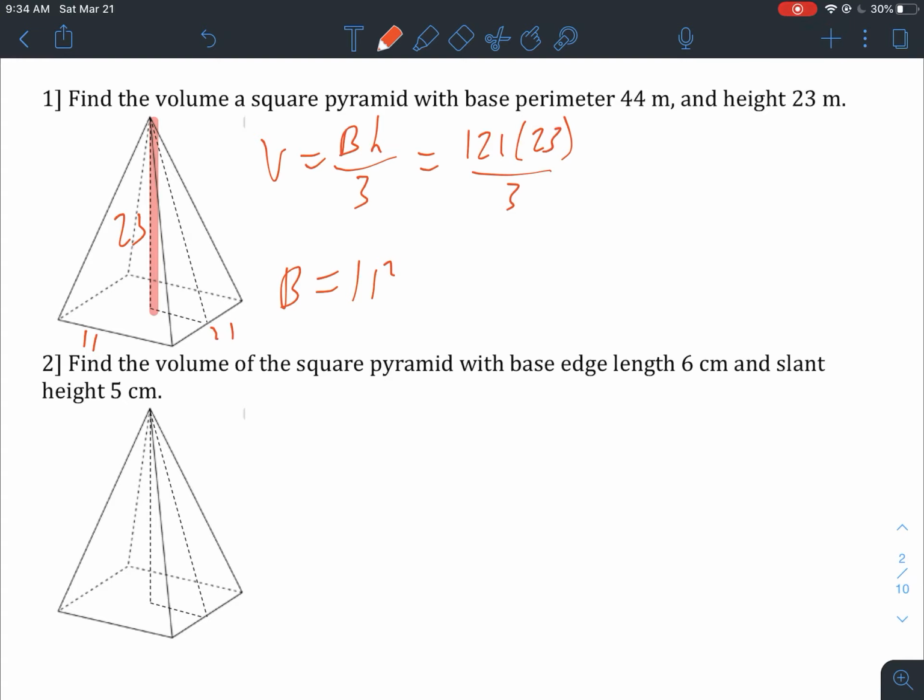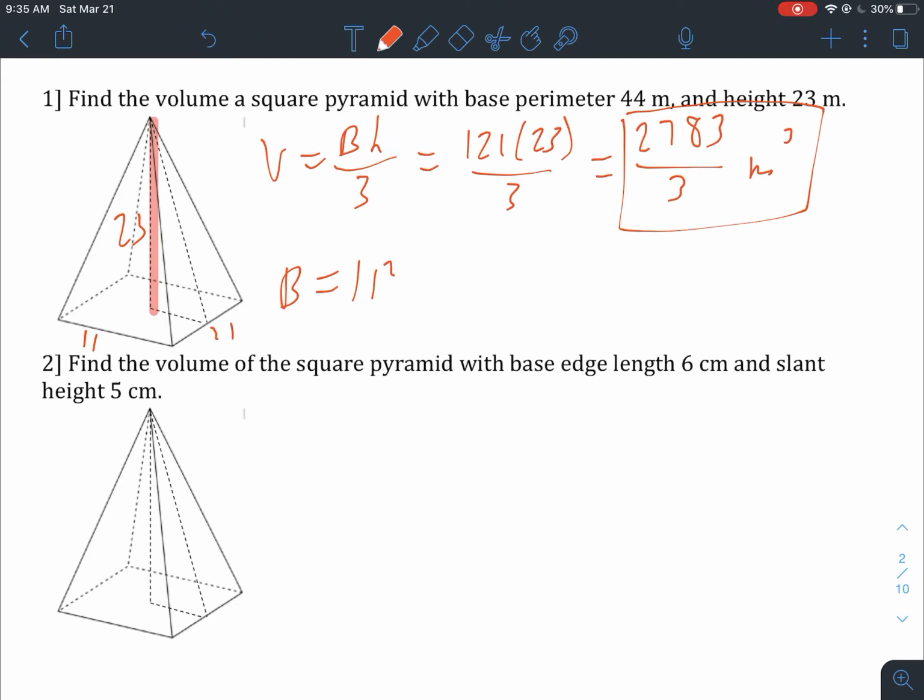And as always, we can go right to our calculator with that. It gives us an answer of 927.6, but let's not type it in like that. Let's just do 121 times 23, which is 2,783 divided by 3. And we'll leave our answer like that. Don't divide it by 3 in the calculator because it's going to give us a decimal and we don't want a decimal for that. So just type in 121 times 23, that's our numerator, and leave it divided by 3. And remember that the units are still cubed because we're still talking about volume.